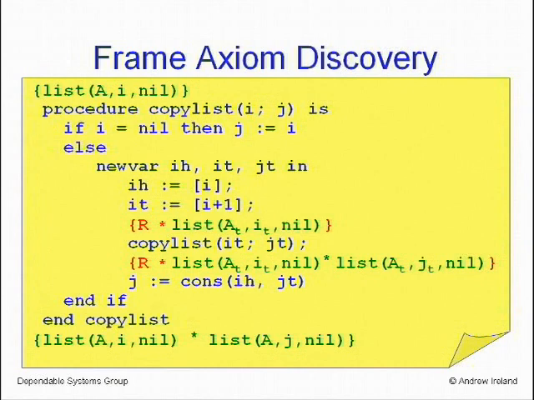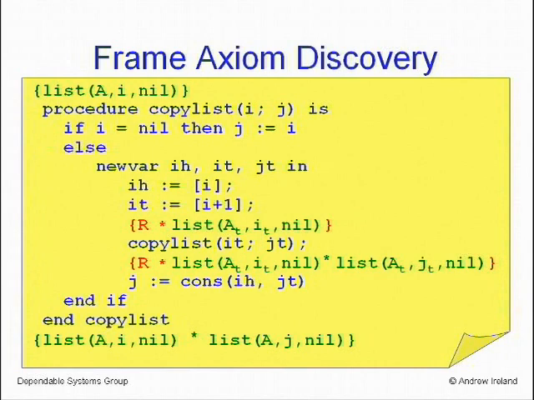I won't go into too much detail. It's recursive, is the main point to take away. And when we make the recursive call here on the tail of I and the tail of J, then we get to assume our specification at the call point. Okay? It's analogous to the induction hypothesis, if you think in terms of recursion and induction.